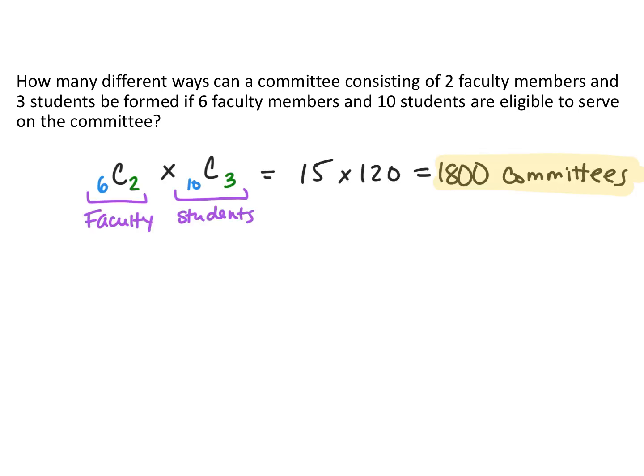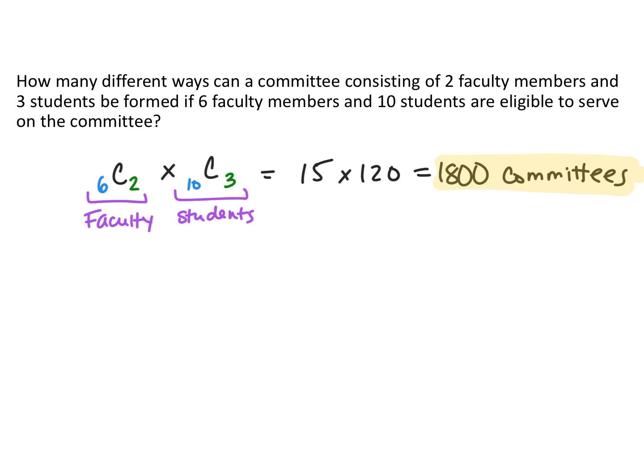So this one has 2 pieces. It's partly a combination because you are picking 2 faculty members out of 6 possibilities and 3 students out of 10 possibilities. And each of those are combinations because the order that you pick them doesn't matter. And then it's also a counting principle. So I have faculty members I have to choose and students I have to choose. So for my totals, I'm going to multiply those together.